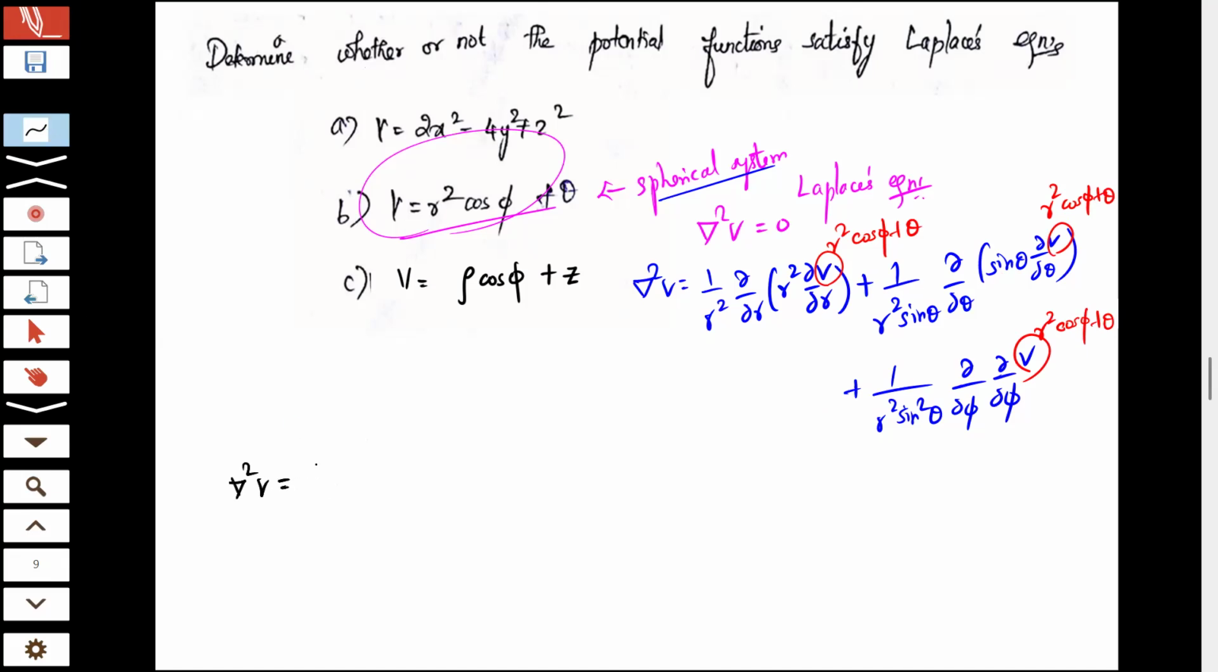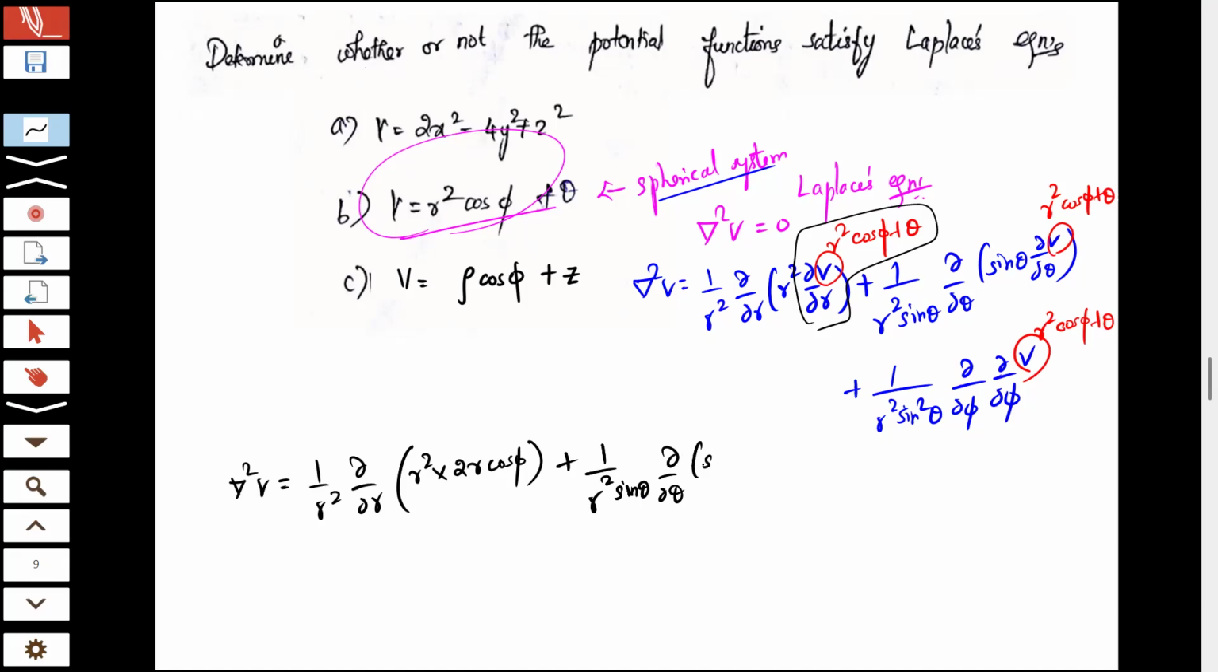Let me write del square V = 1 by r square dou by dou r of r square into dou V by dou r. Differentiating with respect to r, that becomes 2r cos phi plus 0. So it will be r square into 2r cos phi. Then the second term will be 1 by r square sine theta dou by dou theta of sine theta into dou V by dou theta. First term is 0, second term is 1. So it is 1. And the third term, 1 by r square sine square theta.